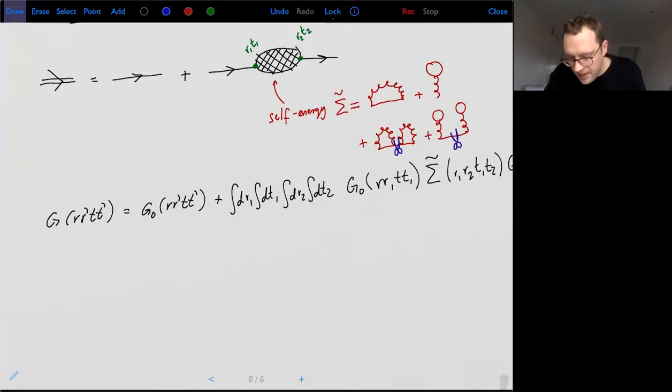And then there are some diagrams that you cannot cut into two pieces with a scissor if you cut a Green's function line, right? And so there's this fundamental distinction that some diagrams can be cut into two pieces when you cut a Green's function line, and some diagrams cannot, right? And this defines, so the ones that cannot be cut into two pieces are the so-called proper or irreducible self-energy diagrams.